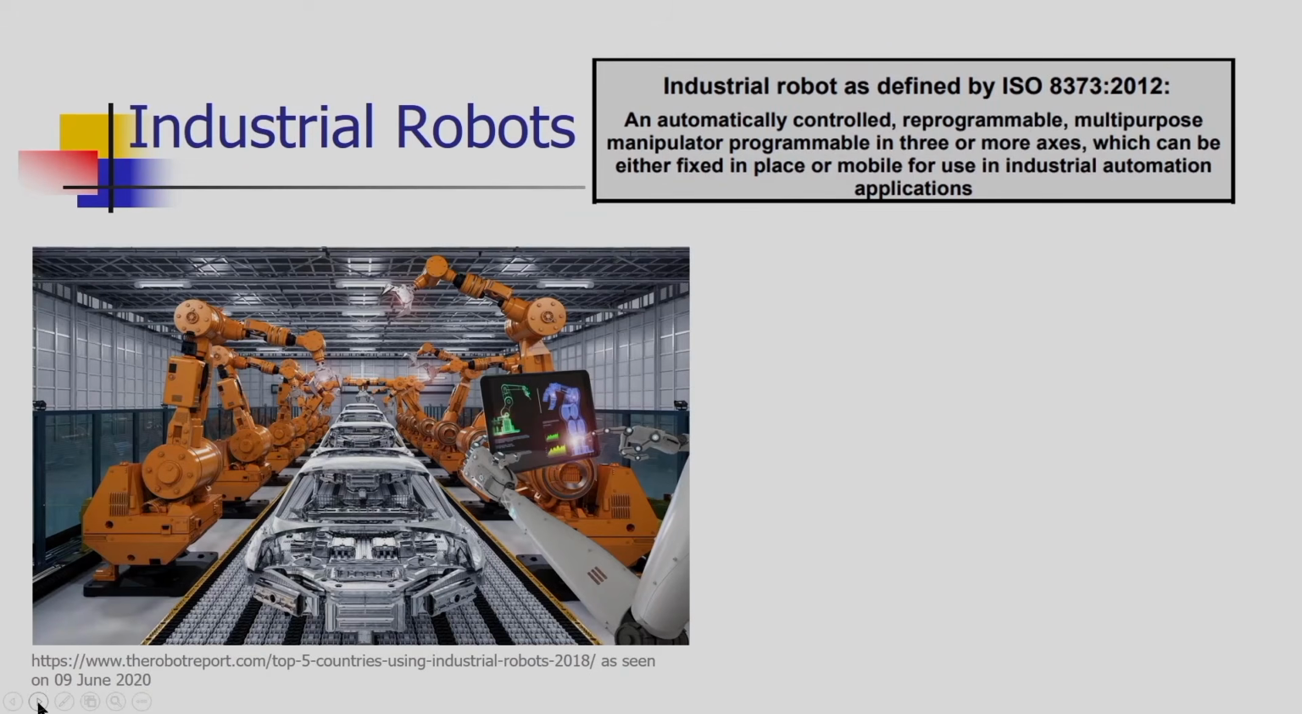Then we are having a very important automation equipment, that is industrial robot. So, industrial robot as per ISO 8373-2012, it is defined as an automatically controlled, reprogrammable, multipurpose manipulator.